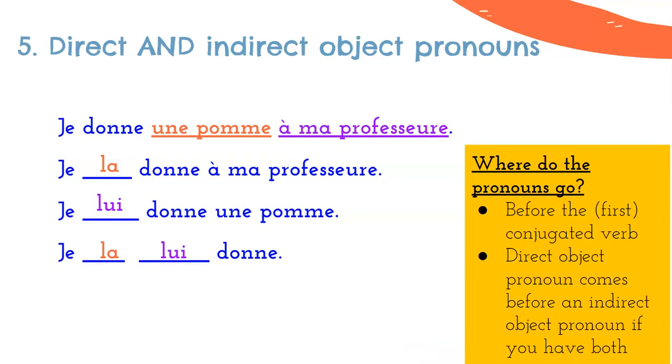A couple reminders that you've probably already picked up from the examples, but where do the pronouns go? They're going to go before the conjugated verb, or in some cases like the passé composé where we have multiple verbs, before the first conjugated verb. And direct object pronoun will come before an indirect object pronoun if you have both. Like here, we see je la lui donne. That order matters. It shouldn't be je lui la donne.